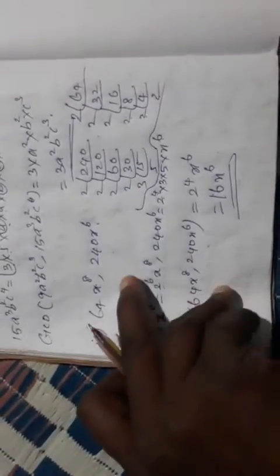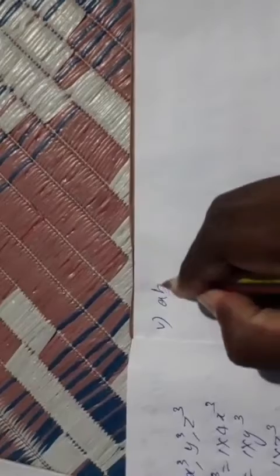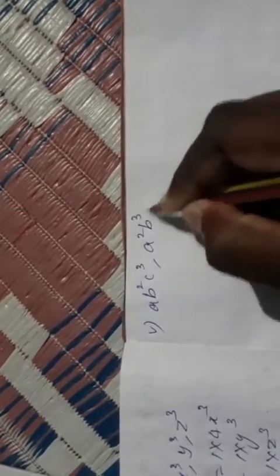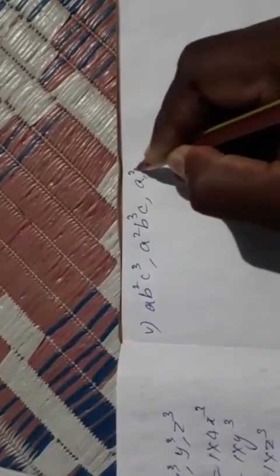So next, see the fifth one. What is the given fifth one? a b square c cube, a square b cube c, a cube b c square. This is the given question. Take the factorization. Is there any common factor? See, a b c is common in all three terms.